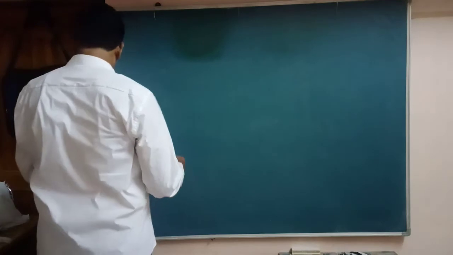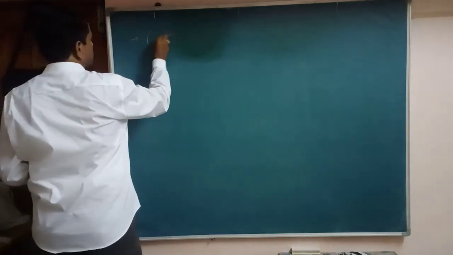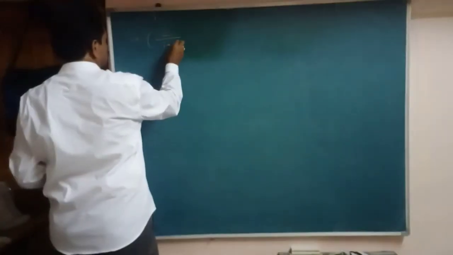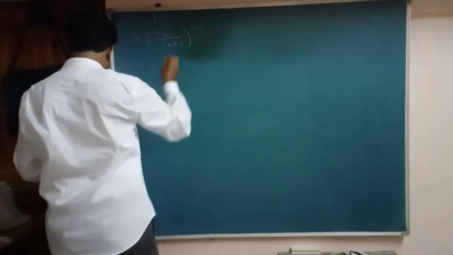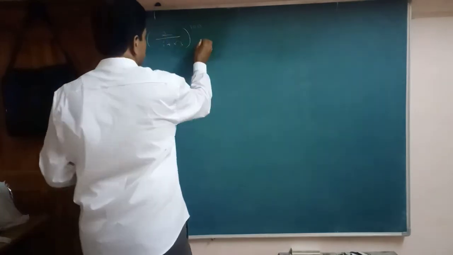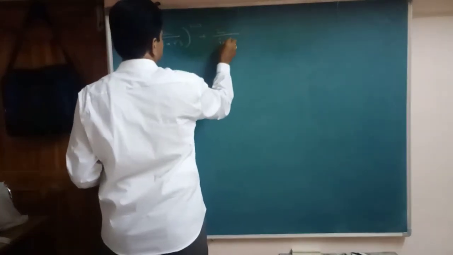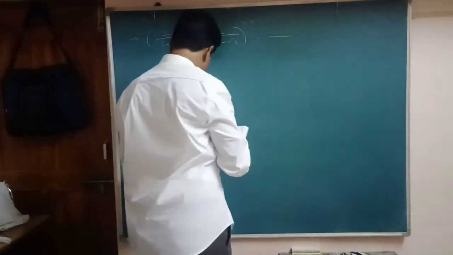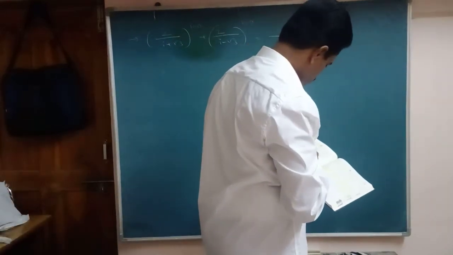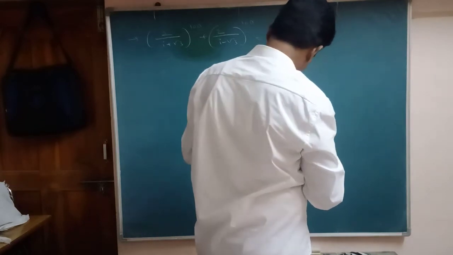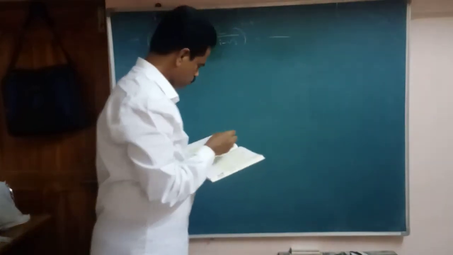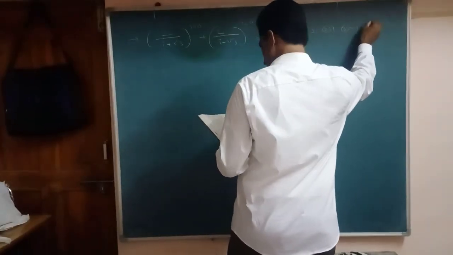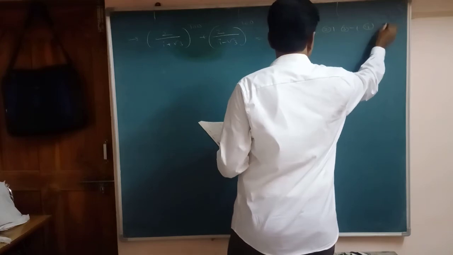Next one. Here, next one: (2 by (i plus root 3)) whole power 100, plus (2 by (i minus root 3)) whole power 100 equal to dash. First option 2, second one 1, third one minus 1, and fourth one minus 2.